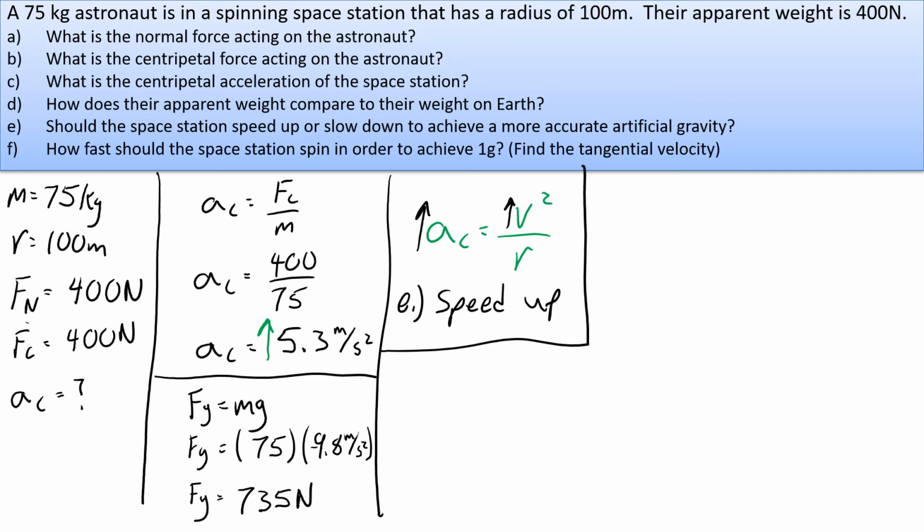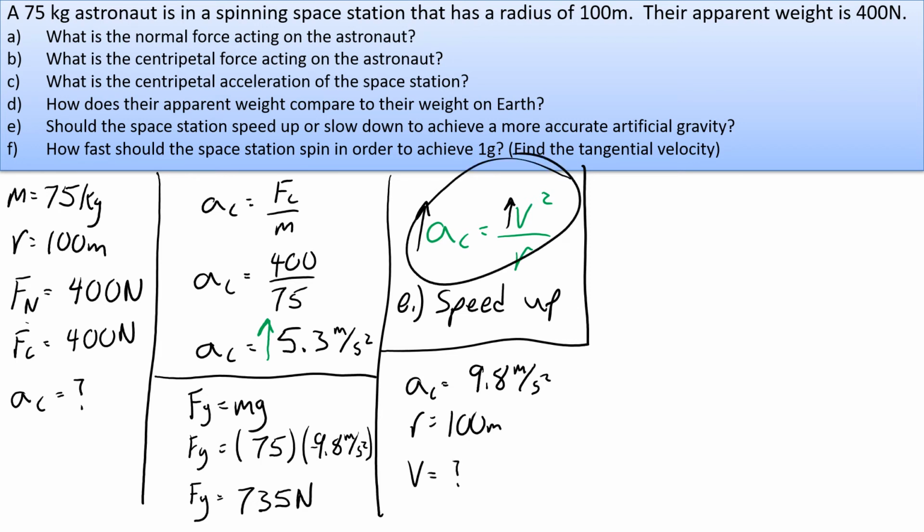And then for part F, it says, how fast should the space station spin in order to achieve 1g? So now our goal, we want the acceleration to be 1g. We want it to be 9.8 meters per second squared. Let's make our centripetal acceleration of the space station 9.8. Well, the radius is 100 meters. So it says, find the tangential velocity that would make that true. And we're going to use this equation here. Then you can solve for v if you want, or just plug in the numbers.